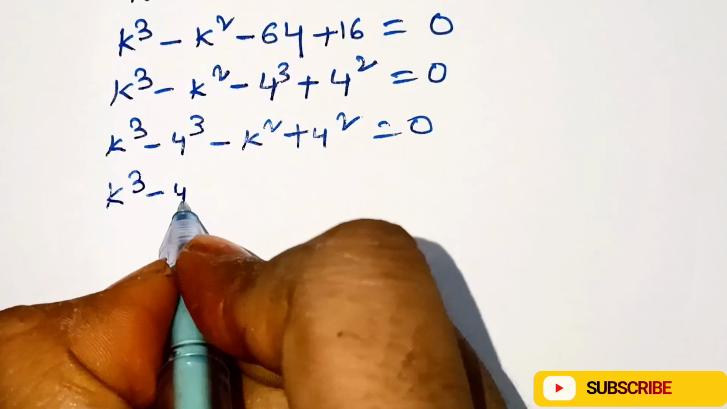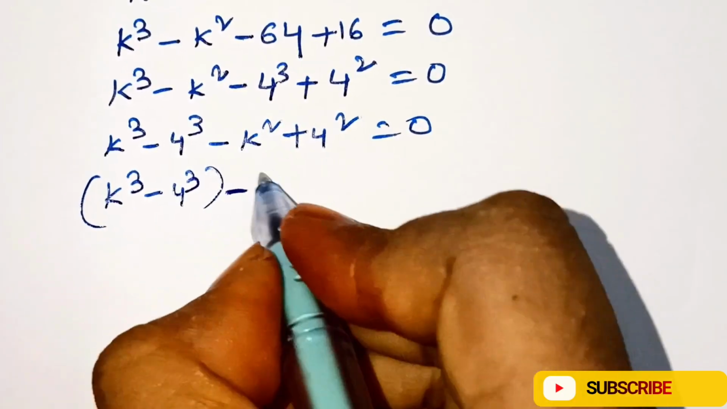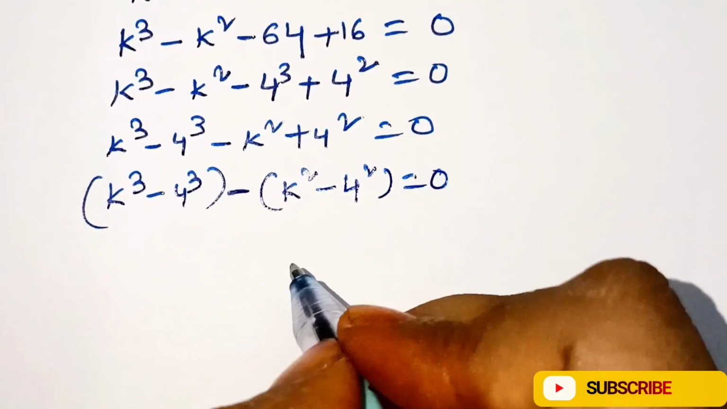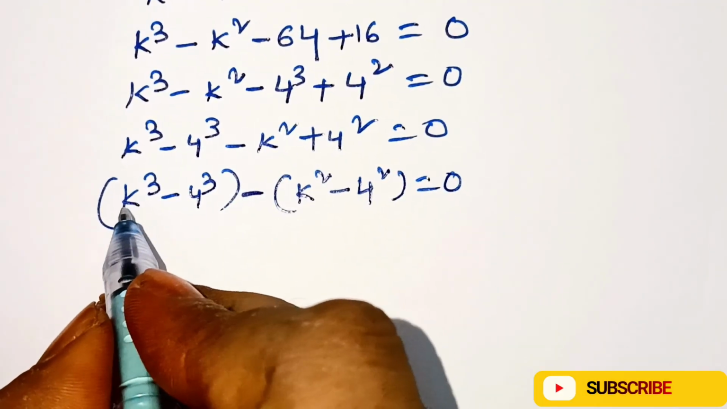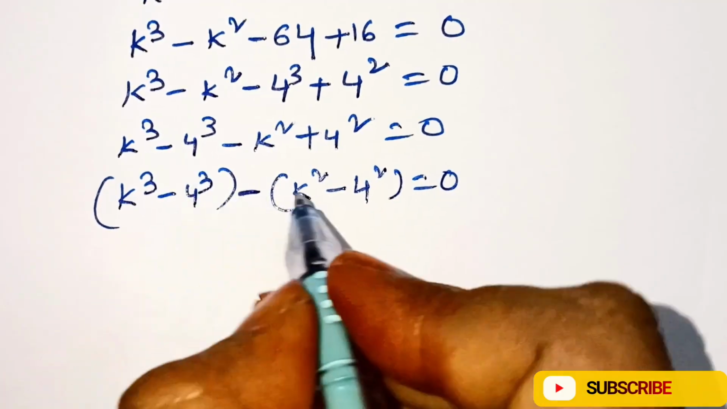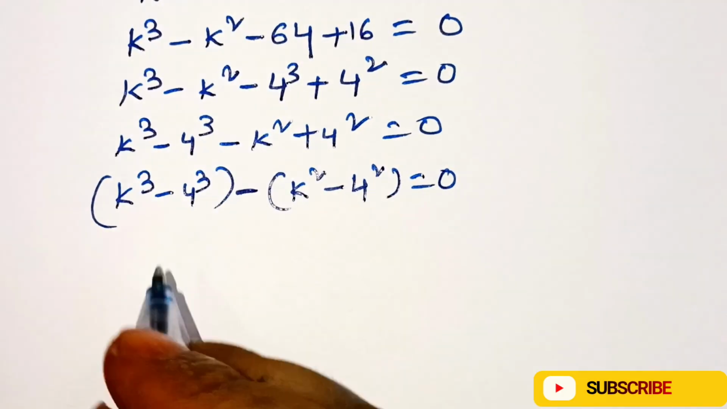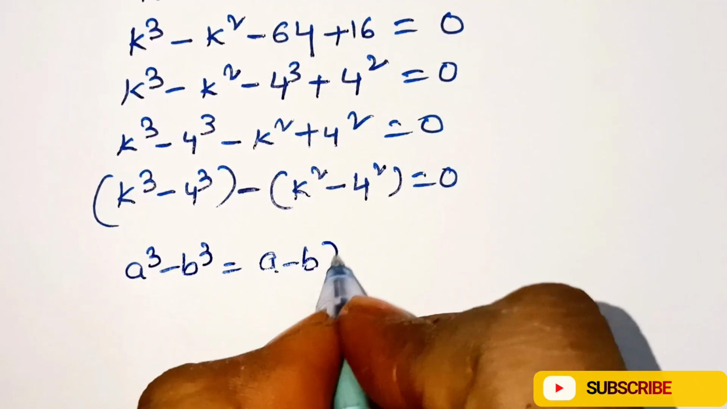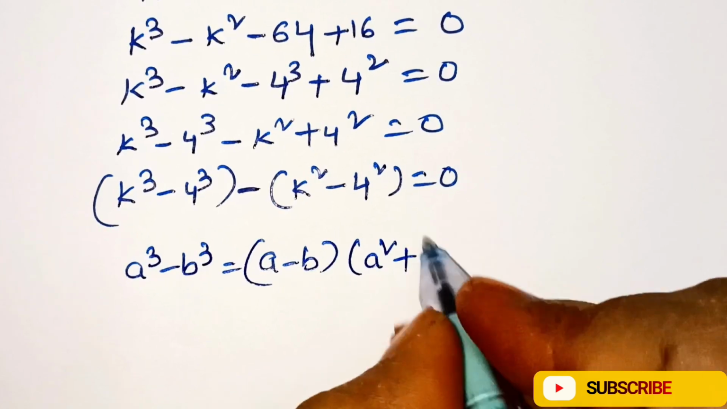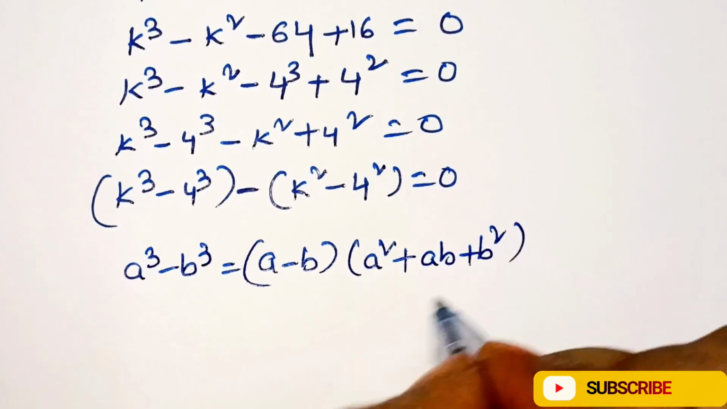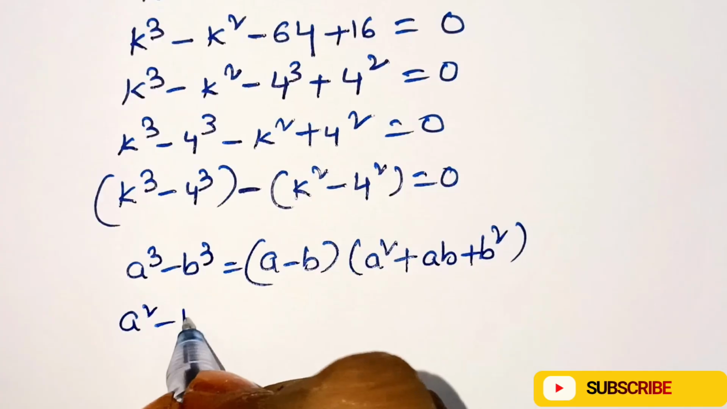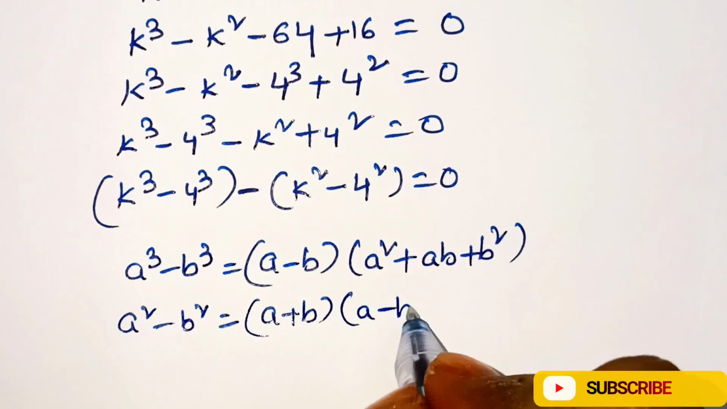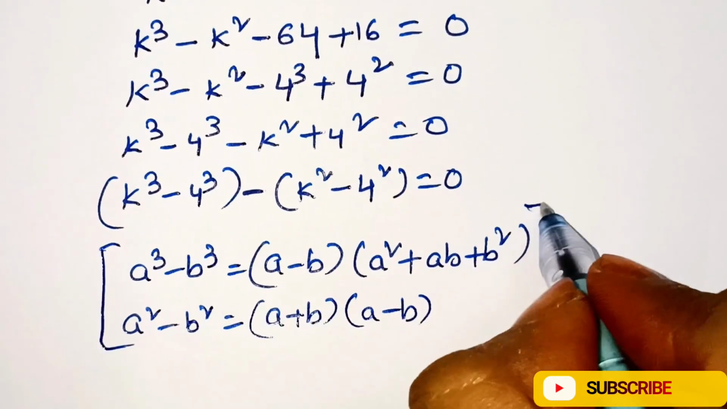k cube minus 4 cube, minus is common, k square minus 4 square equals 0. Here it is a cube minus b cube, here k square minus b square. a cube minus b cube equals a minus b into a square plus ab plus b square. a square minus b square equals a plus b into a minus b. Formula.